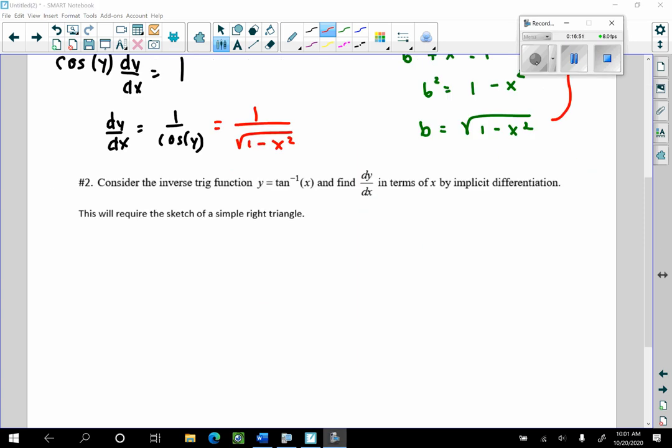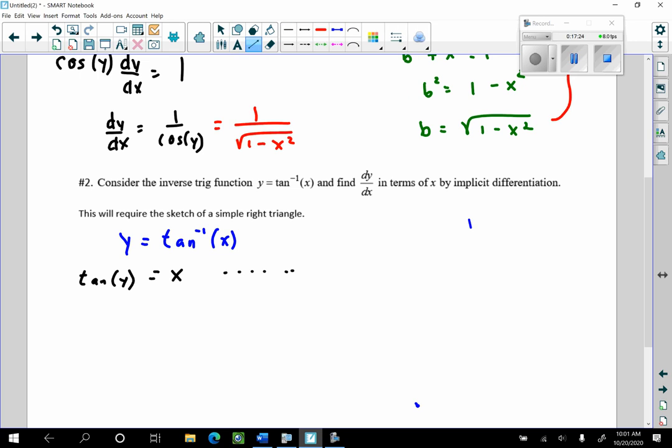Okay, so let's find this rascal. And I'm going to actually follow the steps that I did in the previous example. If y is the inverse tangent of x, it certainly follows by the definition of inverse functions that the tangent of y is equal to x. I'm going to use this, and you will find out in a bit why, to sketch a right triangle. I will sketch the right triangle.